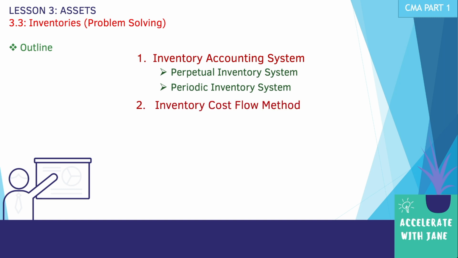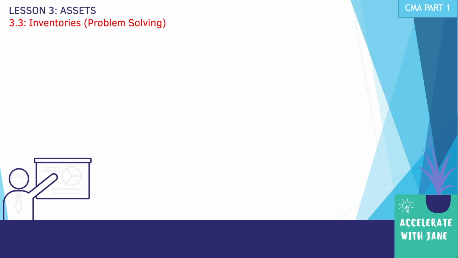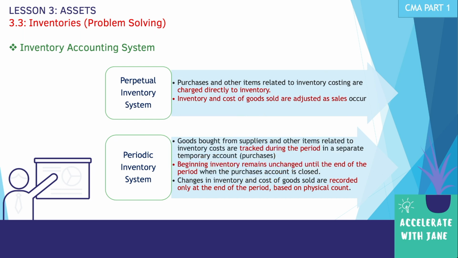Then second portion, I'm gonna cover the inventory cost flow methods. So I'm gonna provide different examples for the different methods. So we have specific identification, moving average, weighted average, FIFO, LIFO, LIFO periodic, and LIFO perpetual. Okay, so to start with, just a recap again. So we have two inventory accounting systems. So first one is perpetual inventory system and the second one is periodic inventory system.